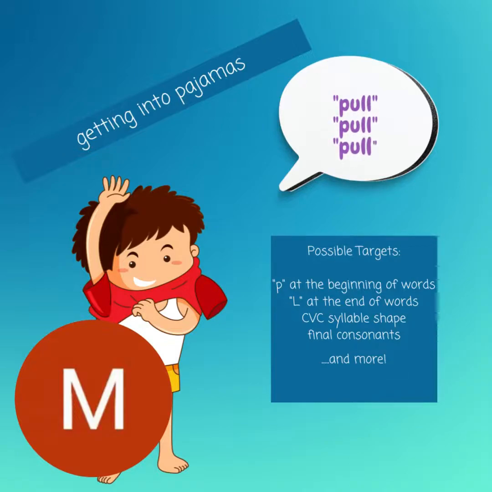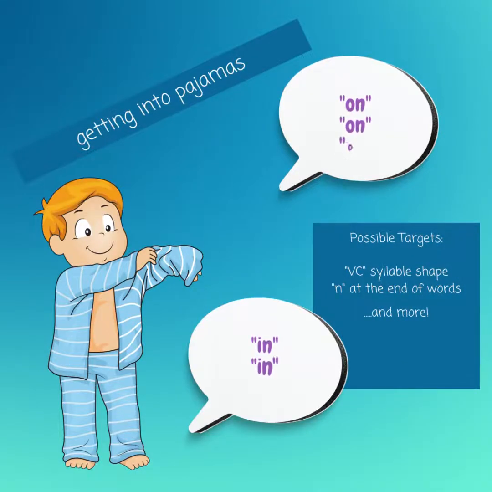Or it might suit your targets a bit better to say the word "pull," if you're working on P at the beginning of words, L at the end of words, CVC syllable shapes, final consonants, or others. Again, whatever it is that you say in this routine needs to match the speech target that you're working on.